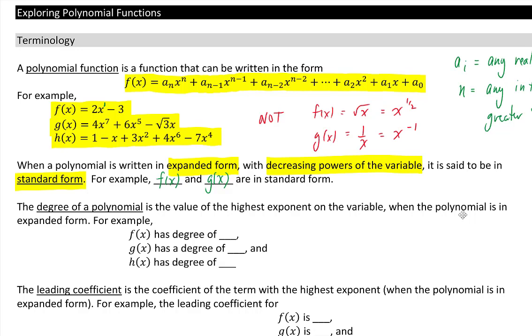The degree of a polynomial is the value of the highest exponent on a variable when the polynomial is in expanded form. So if you look back to our 3 examples, f of x we see has a degree of 1. That's the exponent on the x. g of x has a degree of 7. That is the highest exponent on the x term, 4x to the exponent 7. And h of x, the degree is 6. It is the highest exponent in that expression.